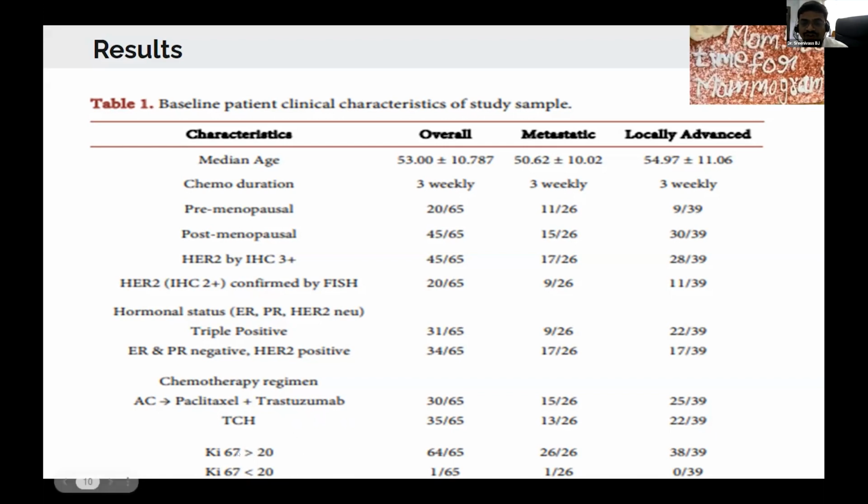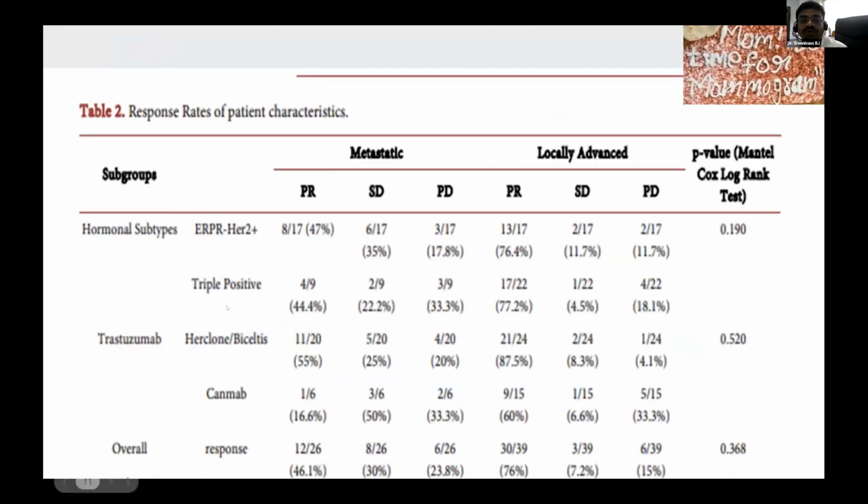Ki-67 more than 20 was seen in 64 patients, almost 95 to 97% of our patients, and only one patient had a Ki-67 of less than 20%. So these are the baseline characteristics; now the response rates in our study. The overall response in metastatic patients with either the ACTH or TCH regimen was 46.1%, stable disease was 30%, and progressive disease was around 23%. In locally advanced, it is a 76% response rate compared to 46% in the metastatic setting.